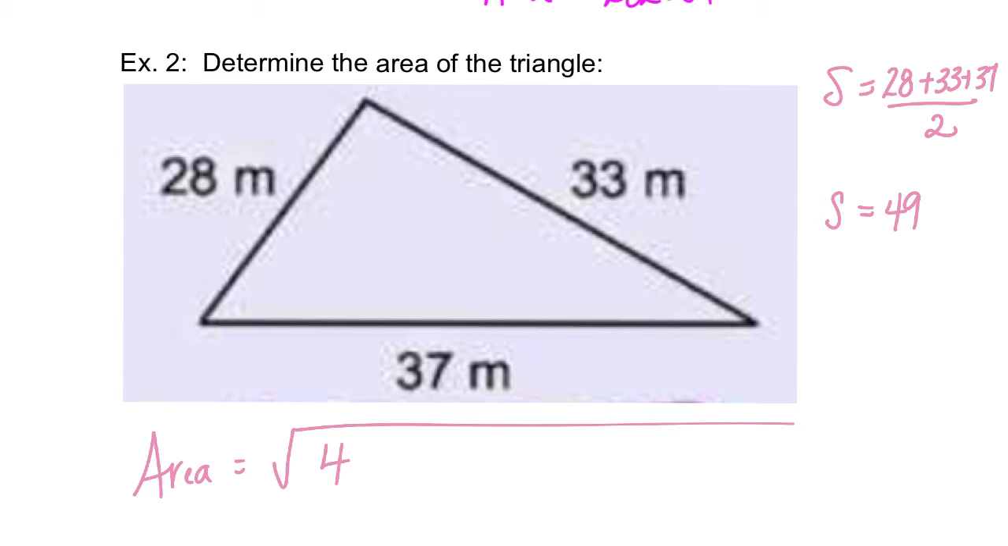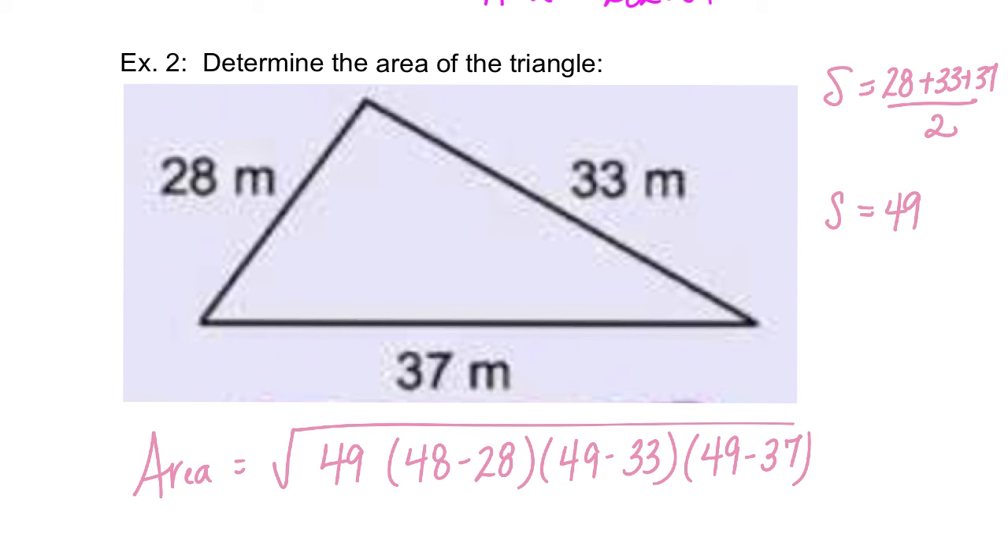We're going to have 49 times 49 minus 28, 49 minus 33, 49 minus 37. And did you know in your calculator you don't even have to push times if you have the TI-84? You can just do those open parentheses just like I have. So once again, I'm going to push pause and calculate this.